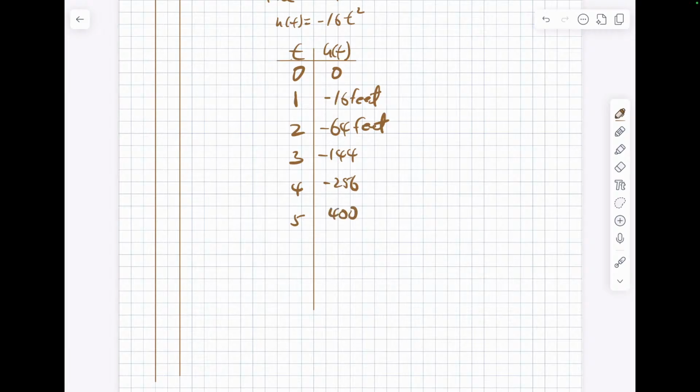$400. Good. So this is how fast they fall. You count 1 Mississippi, 2 Mississippi, 3 Mississippi, 4 Mississippi, 5 Mississippi. That's about 400 feet.